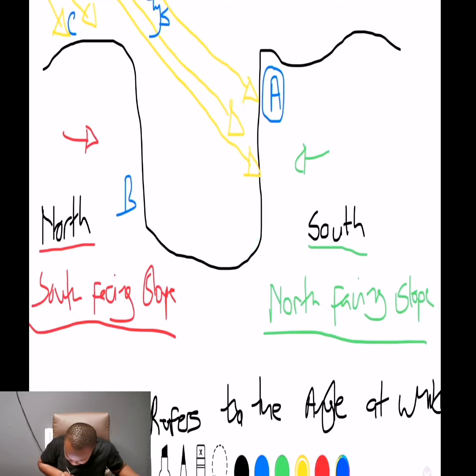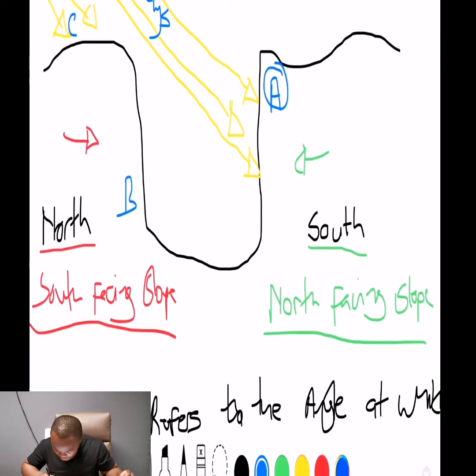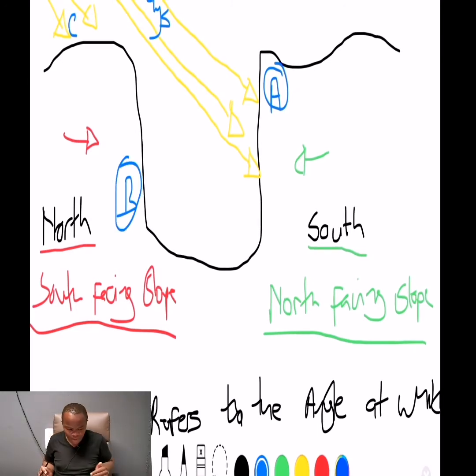Okay, so the area A is warm. Why is that the case? Because it receives direct insolation, meaning that area A is warm. And then let us come to area B. What is happening to area B? Area B receives an oblique insolation, and this area is cool.